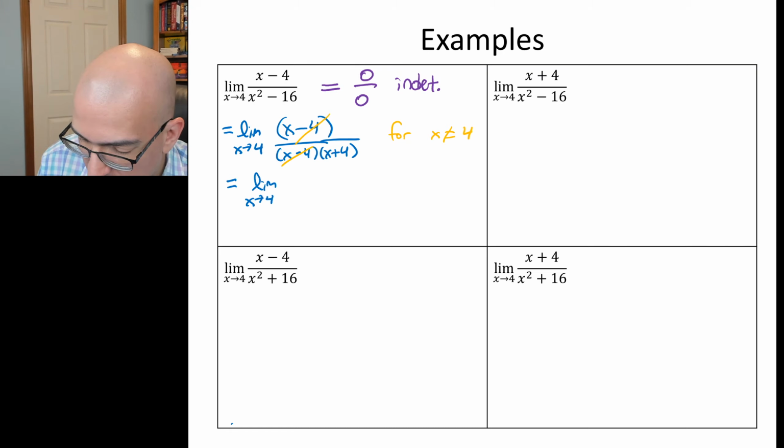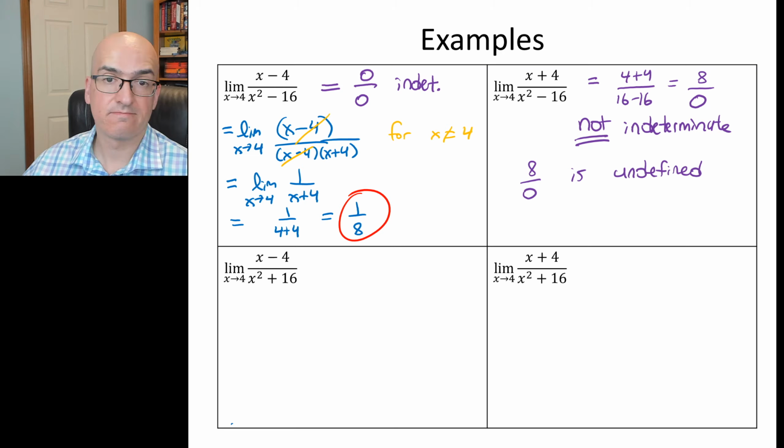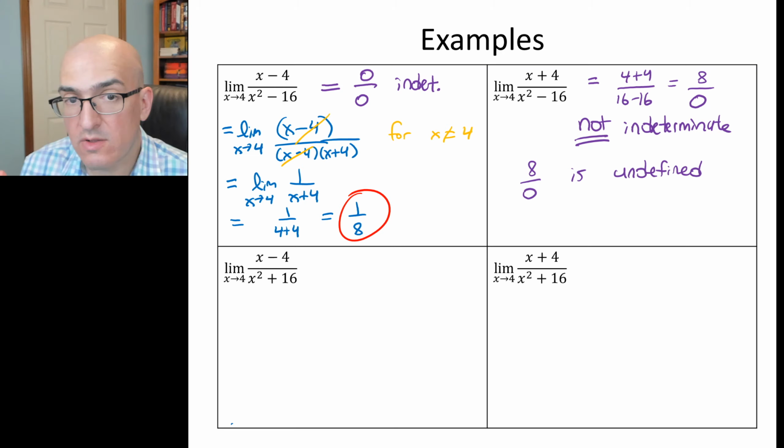Eight over 0 is undefined. There's no way that we can recover an answer. If it was 0 over 0, there's a chance we can actually recover an answer. If it's 8 over 0 or 2 over 0 or 1 over 0 or negative 7 over 0 or anything like that, that's it. There's no answer. We will usually use the terminology, the limit does not exist. Does not exist. D N E. We use that as our shorthand notation, D N E.